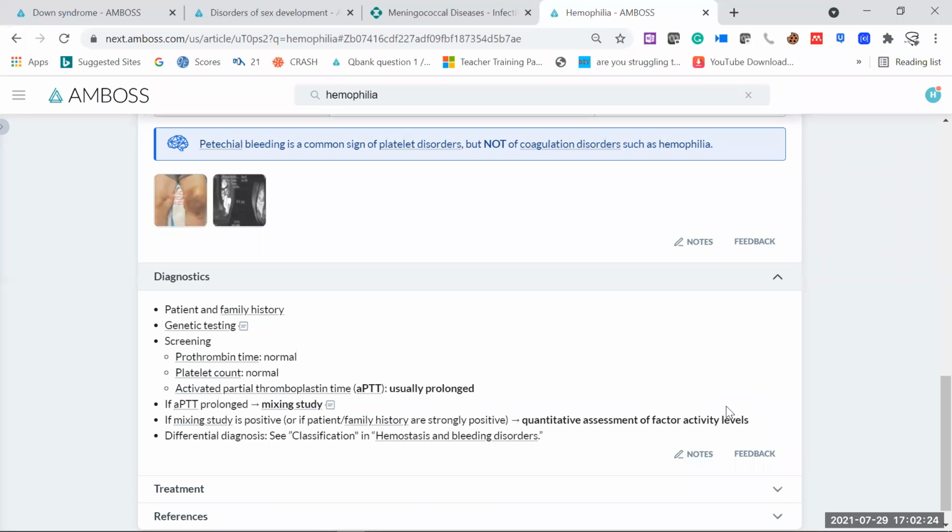If APTT is prolonged, we will go for the mixing study. Mixing study means that we will take the blood of a normal patient and check how much time it will take to stop the bleeding in this patient. So that is called a mixing study.